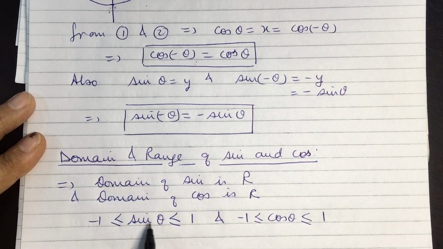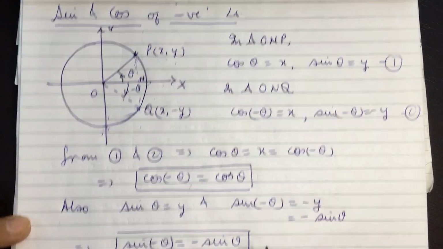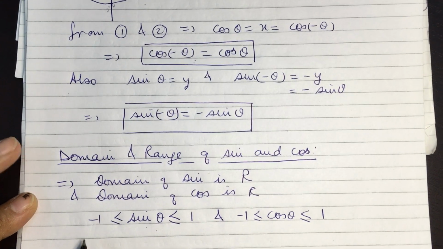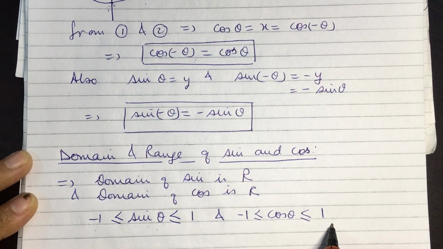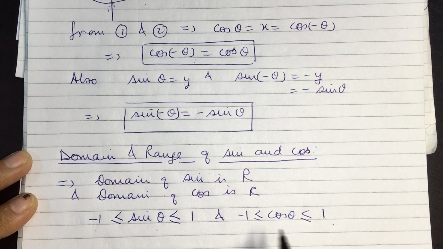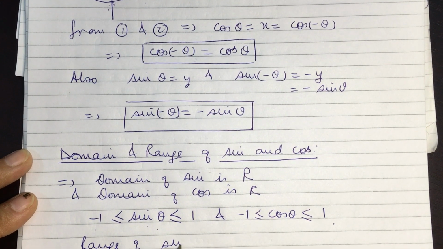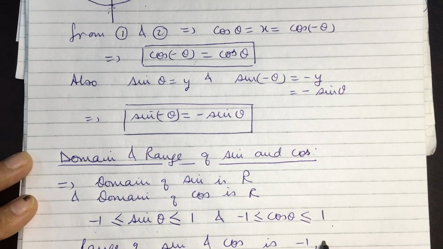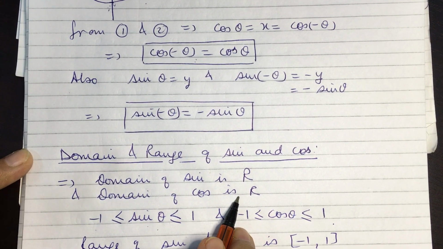So no matter what value theta takes, we are executing circles again and again, going on and on, sine always lies between -1 and +1, and cos also always lies between -1 and +1. And so the range of sine and cos is -1 to +1, both inclusive. So both have the same range, both have the same domain.